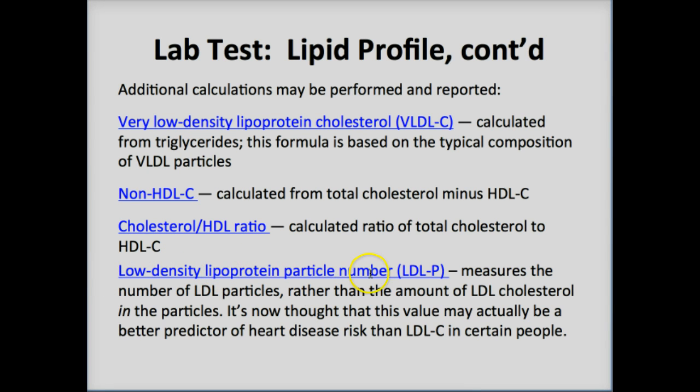And one other value that may be reported is this fourth one, this low density lipoprotein particle number, which is denoted as LDL-P. And this number represents an actual measurement of the number of LDL particles rather than measuring the amount of cholesterol in the LDL particles as we saw on the previous slide. An interesting little fact that I found is that it's now thought that LDL-P may actually be a more accurate predictor of heart disease risk than LDL-C or LDL cholesterol in certain people. I thought that was interesting.